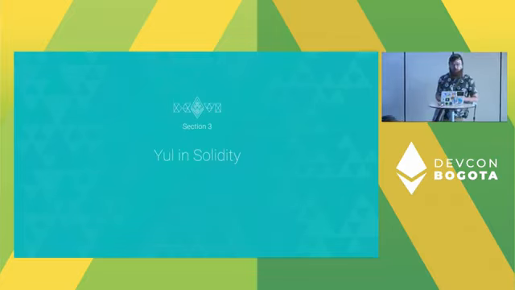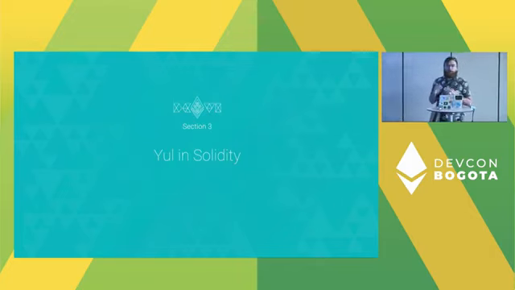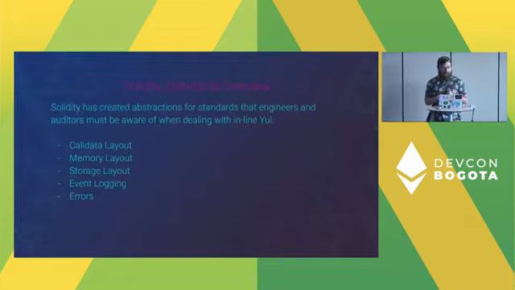And so now we're going to jump into Yul in Solidity. And this is really important because not very many people write standalone assembly files these days. Most of the time, you're going to be operating within the bounds of a Solidity file. So you need to understand what standards and abstractions Solidity has created. Some of these include the call data layout, which is a layout of that data that gets sent to your contract, the memory layout, the storage layout, event logging, and errors.